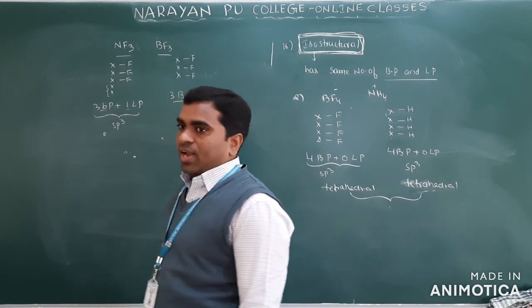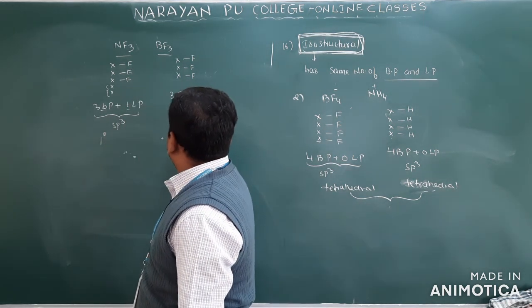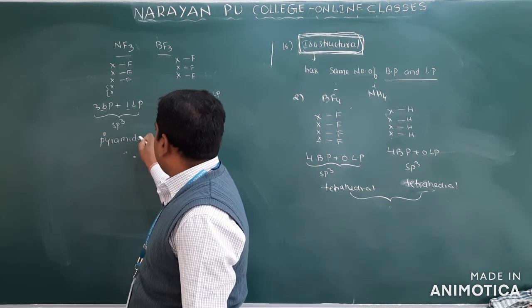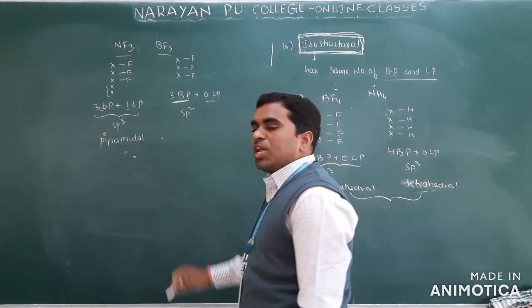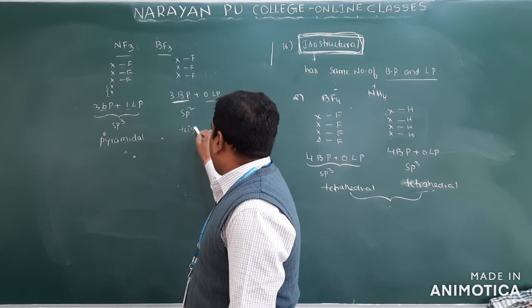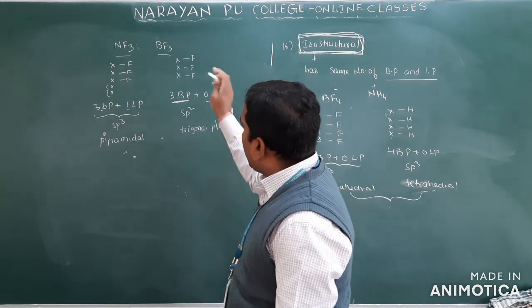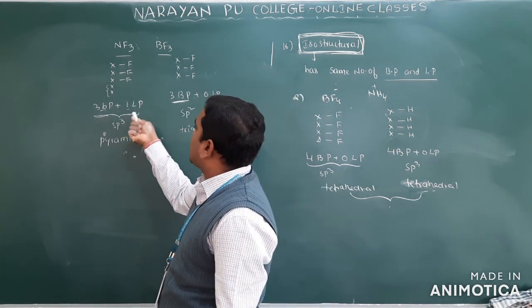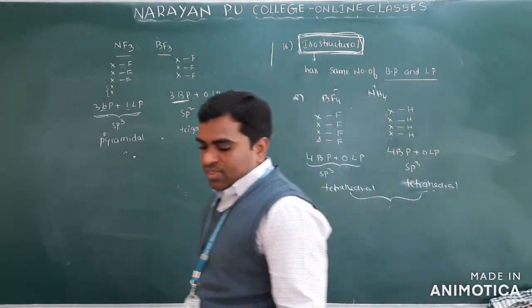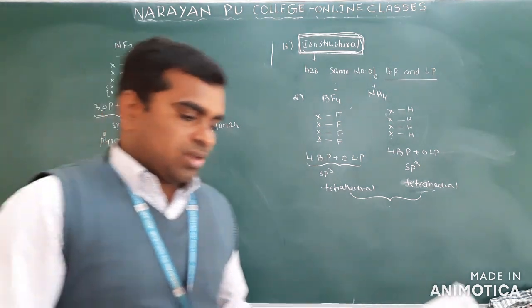In NF3, 3 bond pairs and 1 lone pair, sp3 hybridization. What is the shape? Pyramidal shape. And in BF3, boron has 3 bond pairs, 0 lone pairs, sp2 hybridization. The shape is trigonal planar. That's why I mentioned that if molecules have the same number of bond pairs and lone pairs, then those molecules will have the same structure. Clear? That structure we call isostructural. That is the 16th one. The remaining 3 you can also calculate.